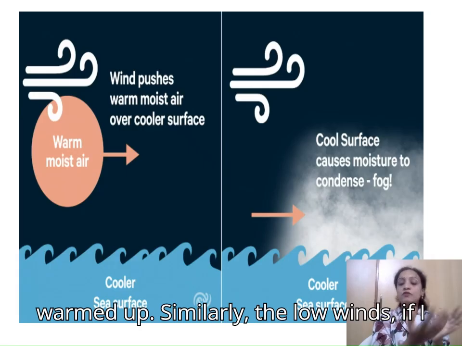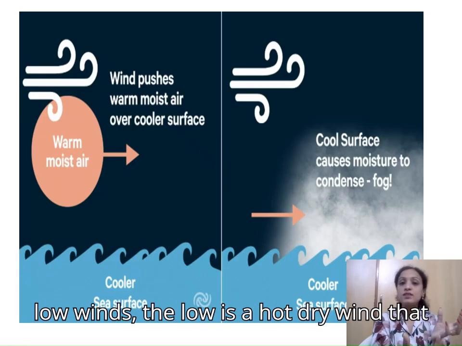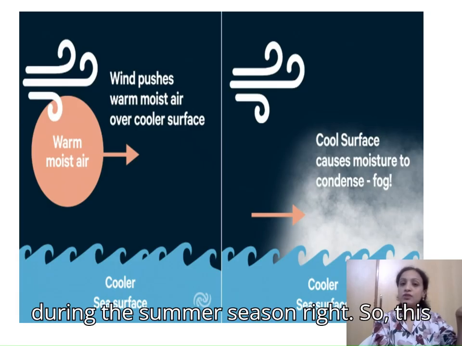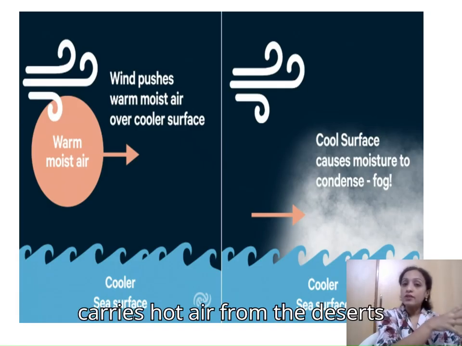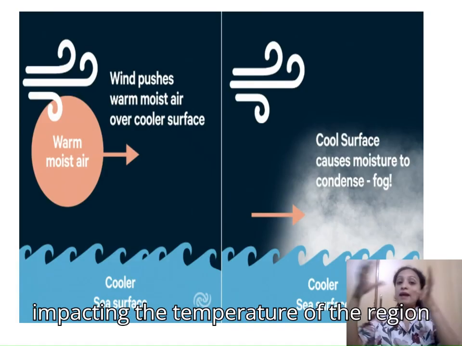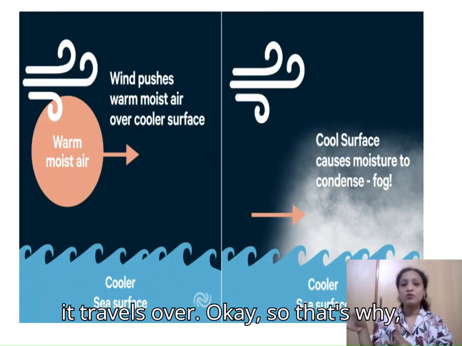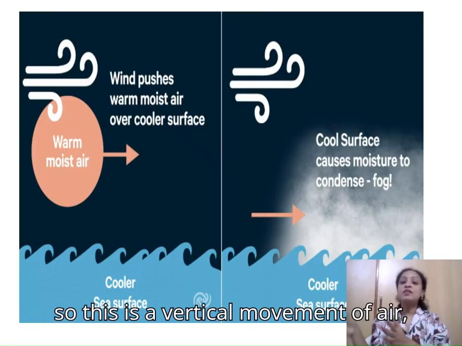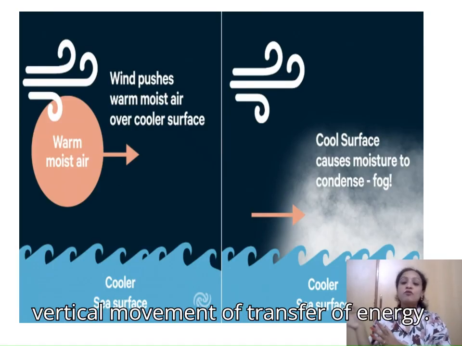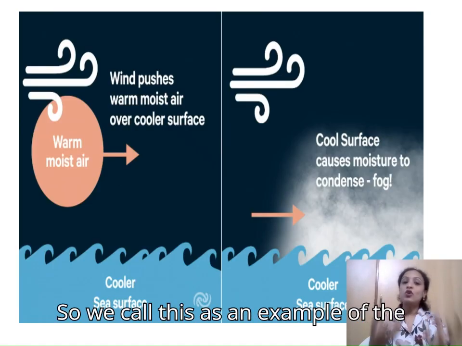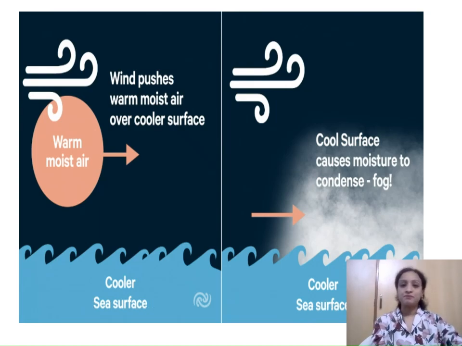Similarly, if I have to relate this with the Lu winds, the Lu is a hot dry wind that blows in northern India. We know that during the summer season, right? So this carries hot air from the deserts, impacting the temperature of the region it travels over. So this is a horizontal movement of air, a transfer of energy. So we call this an example of the process of advection.